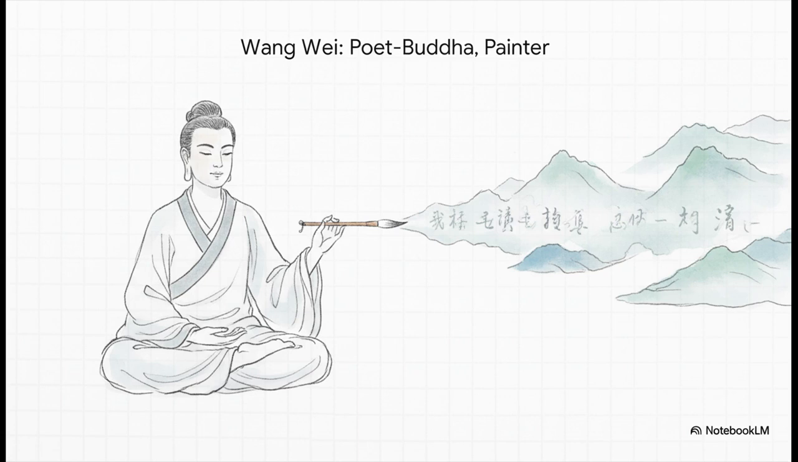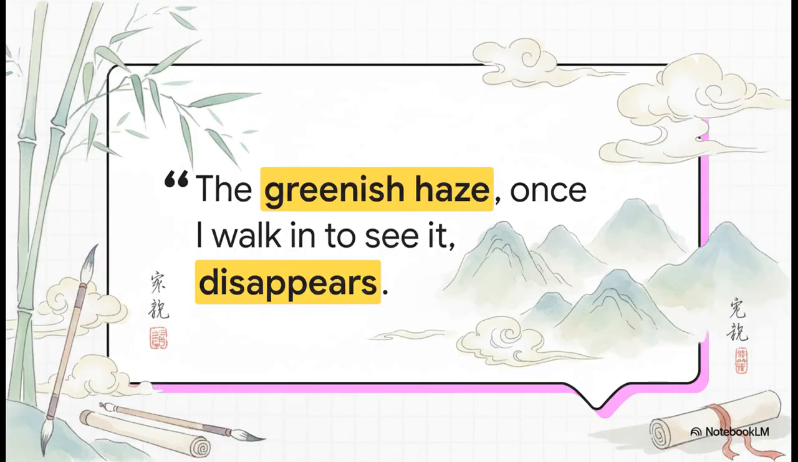Okay, so we have the sage and the immortal. Our third master, Wang Wei, offers a totally different path. He was also a famous painter, and his poetry is deeply shaped by a Buddhist worldview. So, naturally, they called him the Poet Buddha. Listen to this from Wang Wei.